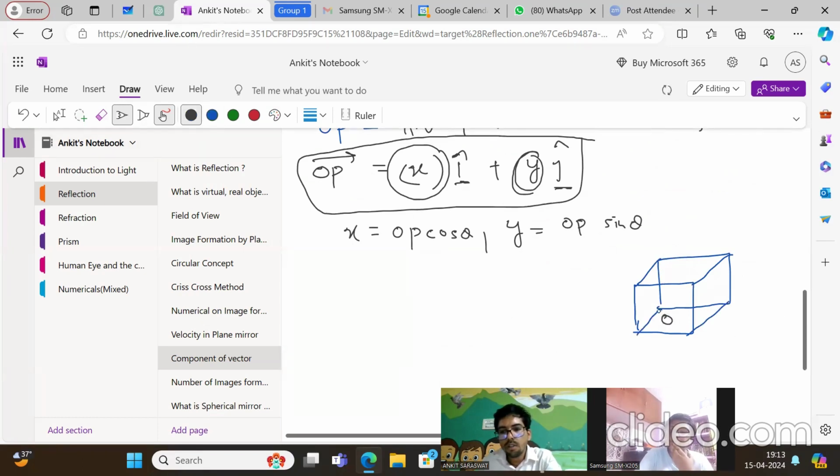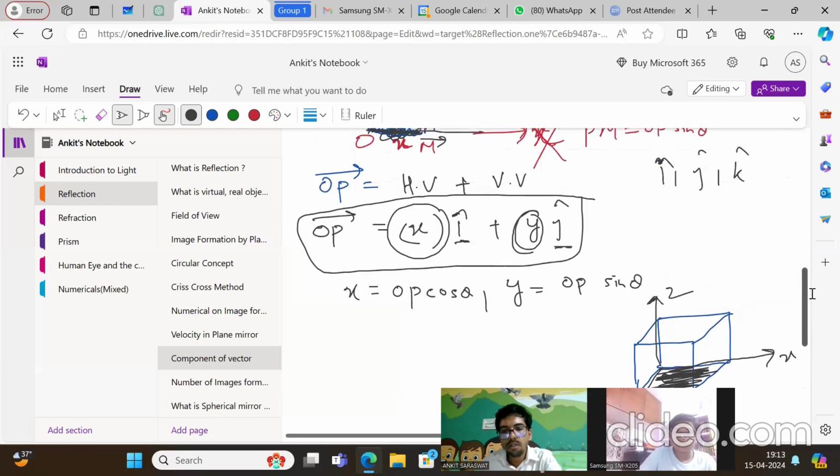See, this is the origin. This is X. This is Y. Or you can say this is Z. Clear? Now you are able to see where Z is. I am talking about only this 2D plane, because in your syllabus only the 2D plane is sufficient. 3D you will learn in class 12. So any doubt?